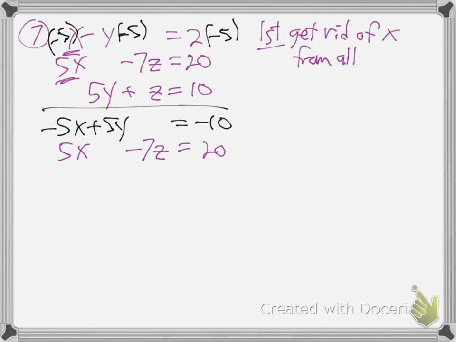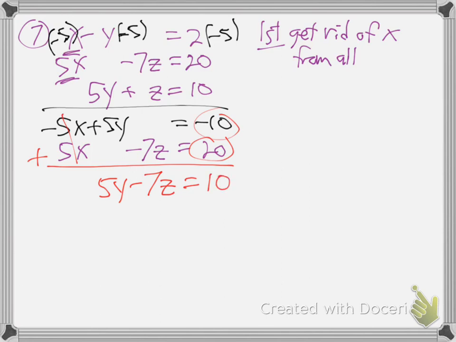Like that. And then just going to add those two up, and the 5x's cancel, and we get 5y minus 7z. 20 minus 10 is 10. Let me stop right there. Everybody good so far? Everybody see what I did? Is that confusing? I mean, it's true and everything, but I might have confused you.